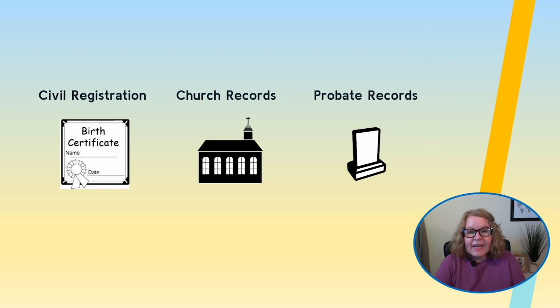Now, as you're beginning research in South Africa, I think there are three main record groups that you'd want to be looking at. The first one is civil registration, and then the very important church records and probate records. So we're going to take a look at each one of those.